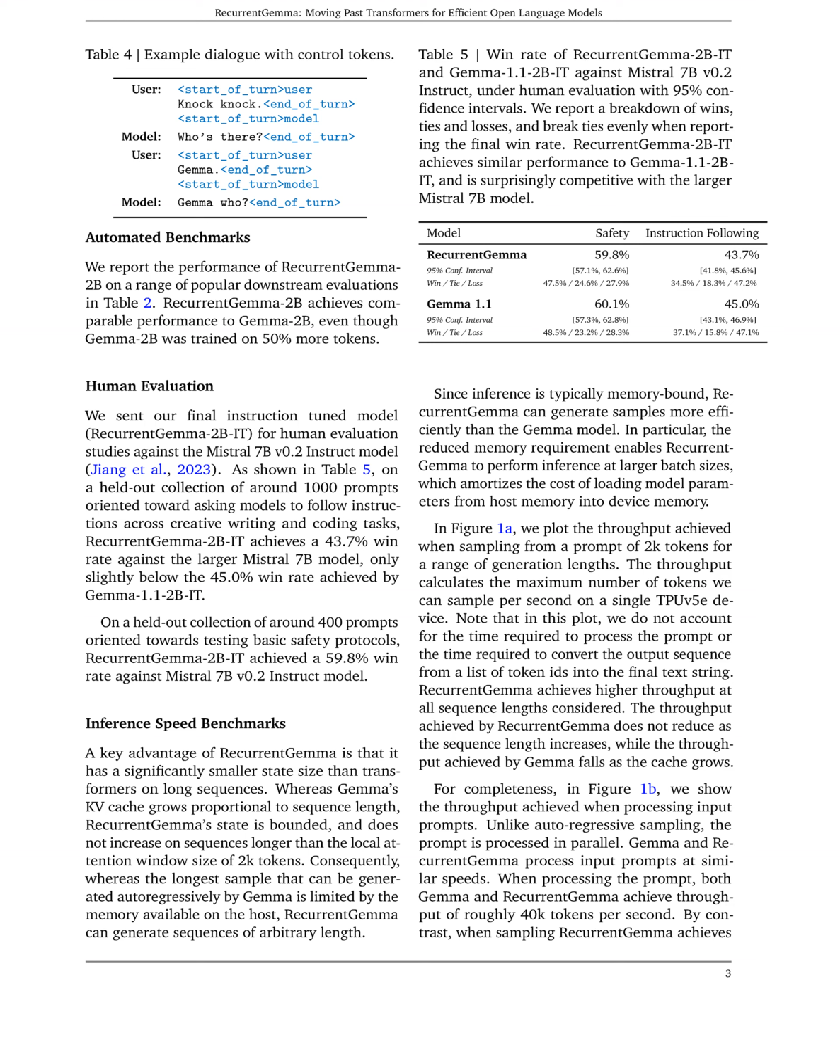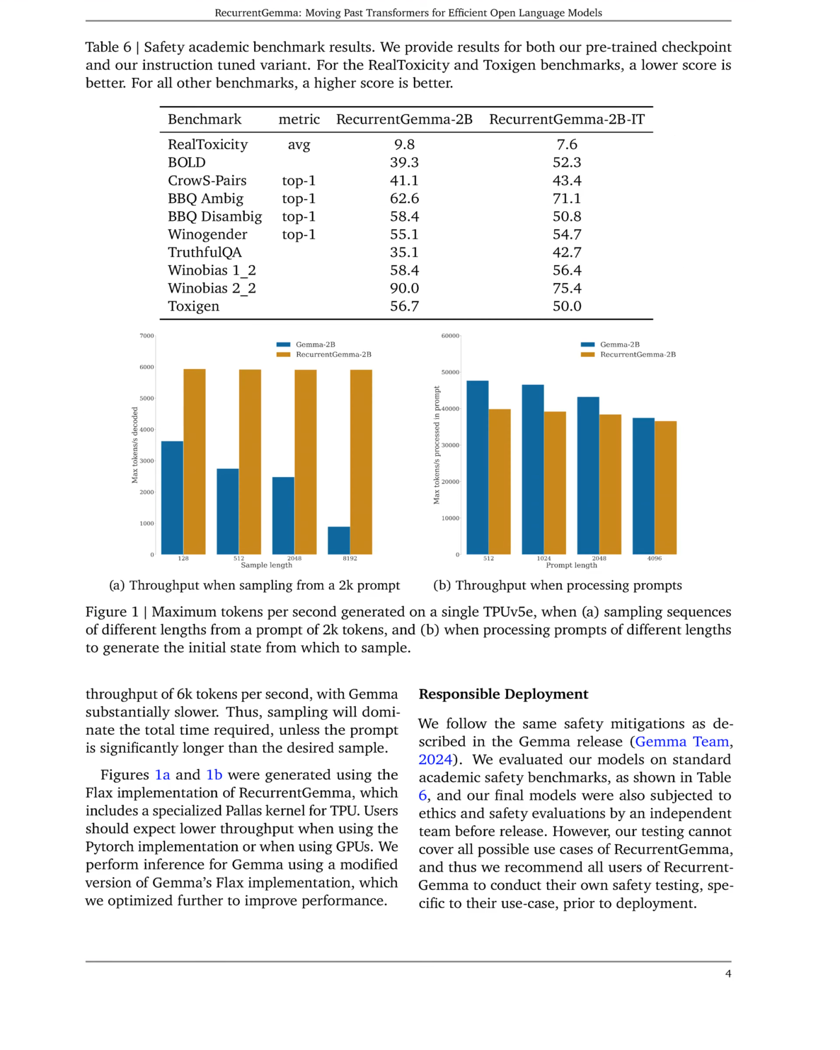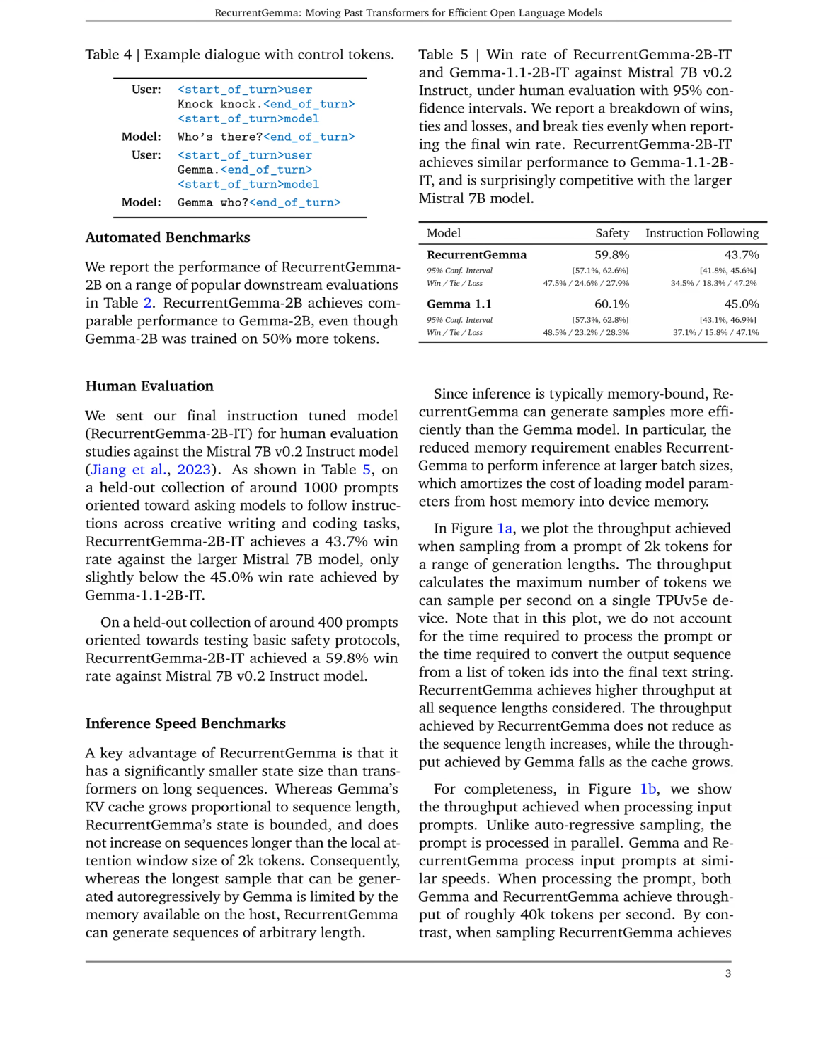RecurrentGemma 2B method in the paper include the fact that the throughput achieved by RecurrentGemma when sampling is 6K tokens per second, which is slower compared to processing input prompts where both Gemma and RecurrentGemma achieve a throughput of roughly 40K tokens per second. Additionally, the paper notes that users should expect lower throughput when using the PyTorch implementation or when using GPUs. Another drawback mentioned is that sampling will dominate the total time required unless the prompt is significantly longer than the desired sample. Furthermore, the paper highlights that the reduced memory requirement of RecurrentGemma enables it to perform inference at larger batch sizes, which helps amortize the cost of loading model parameters from host memory into device memory.